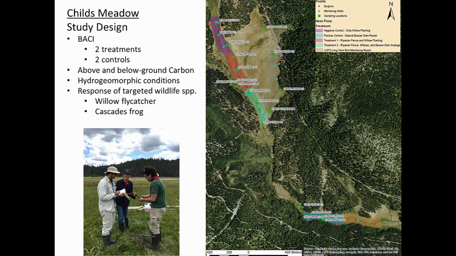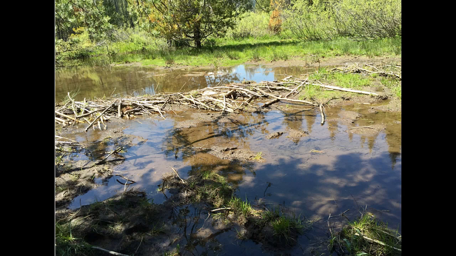The upper part of this meadow is actively grazed in this portion here. It does not have beaver in it, and has very few willows in it. And so we have chosen to put in essentially two treatment sections and a negative control section, with the idea being that we'll have a before-after control impact analysis study on this over 5 years.